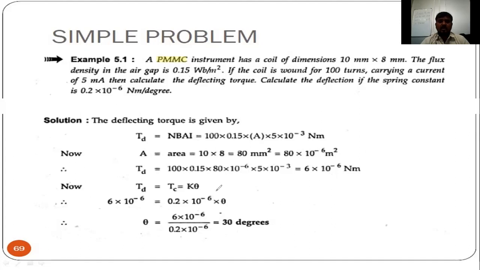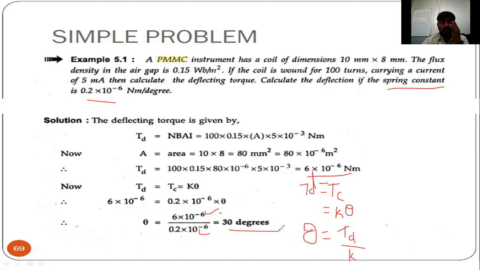Next, we know the formula TD equal to TC. We know the formula TC equal to K theta. They have given the K value, the spring constant is given here. So we can write theta equal to TD divided by K. TD is what we have just calculated, 6 into 10 to the power of minus 6. You substitute here. K is 0.2 into 10 to the power of minus 6, and that is 30 degree.